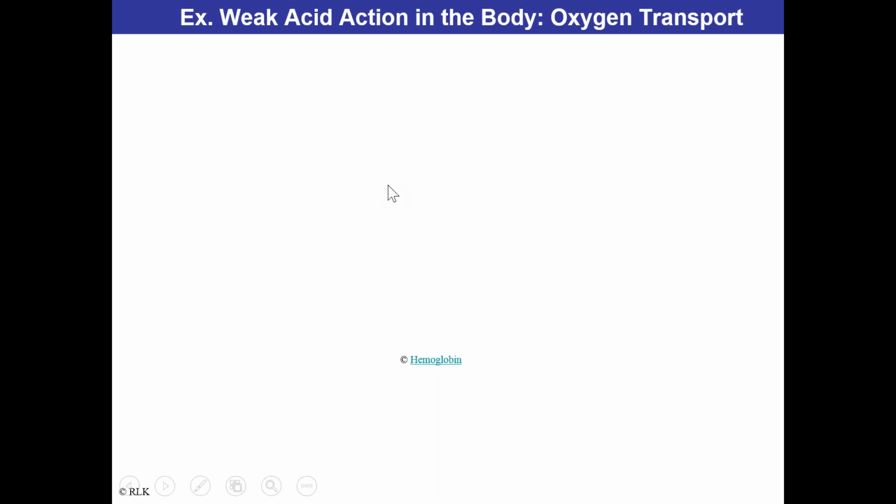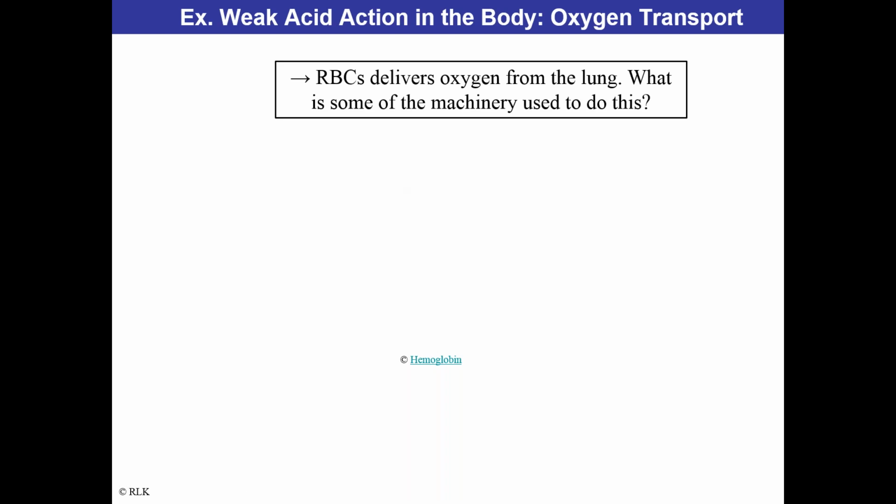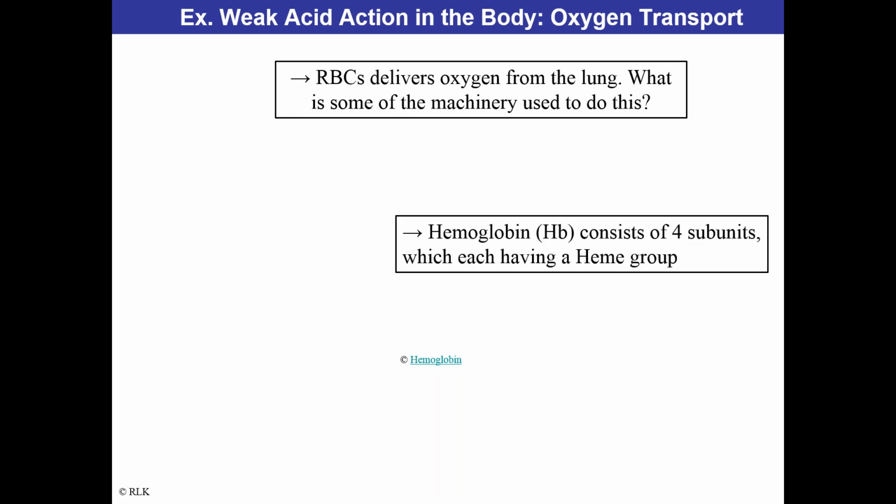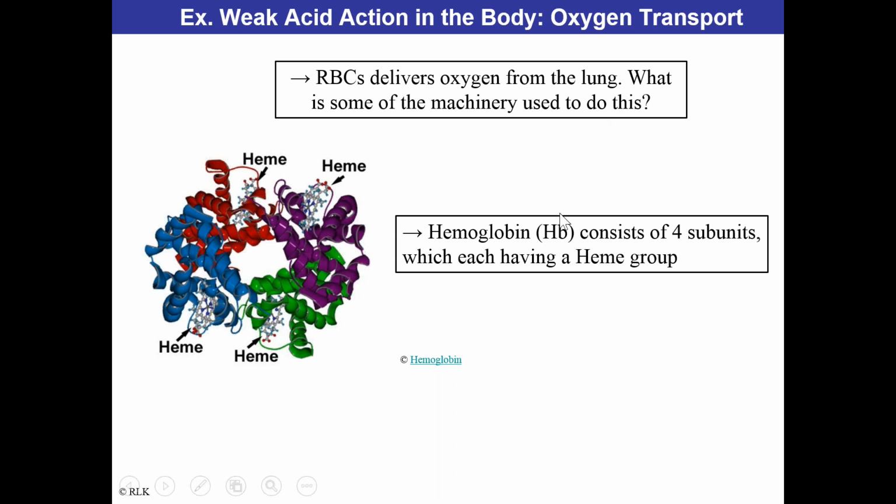Now, the very last part about this, I want to talk about weak acid action in the body, i.e. oxygen transport. You guys know that red blood cells deliver oxygen from the lung, right? Well, what is some of the machinery used to do this? This goes back to chapter 8 where we were talking about kidneys. In this particular case, we're going to be talking about hemoglobin, because hemoglobin is some of the machinery that's used to do this.